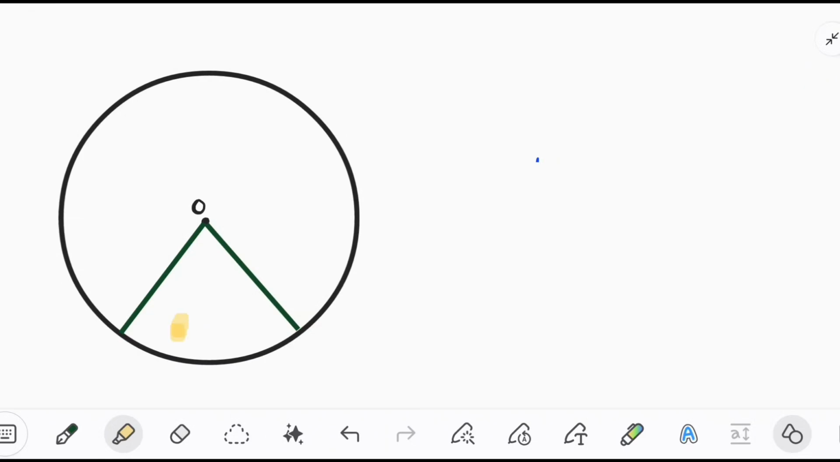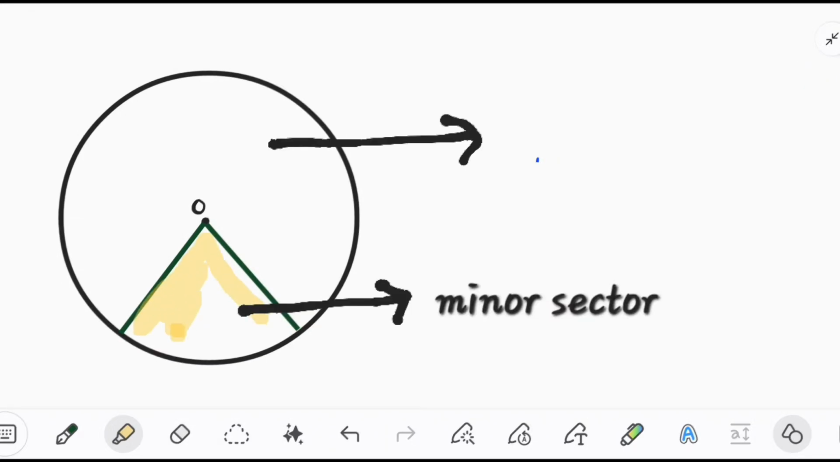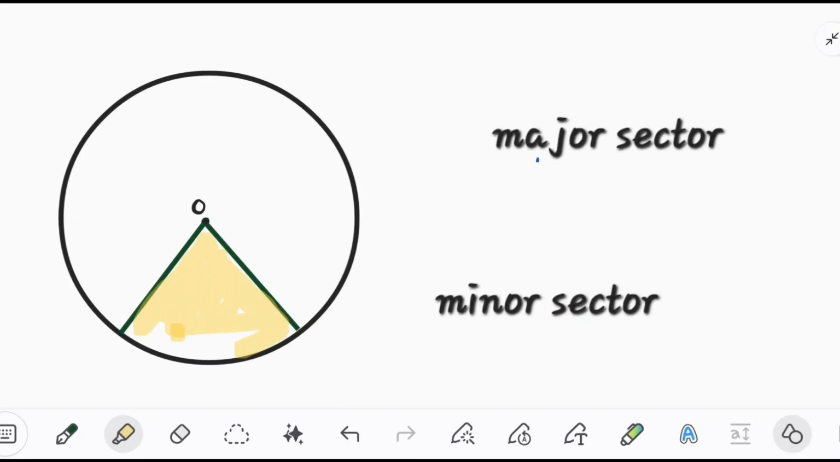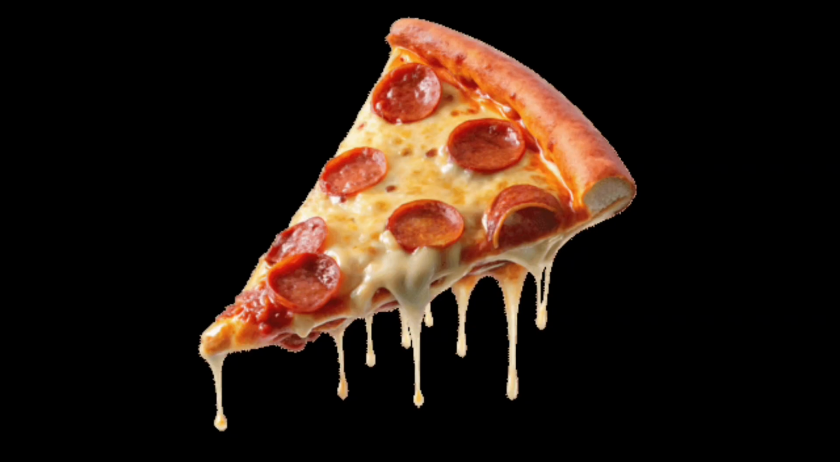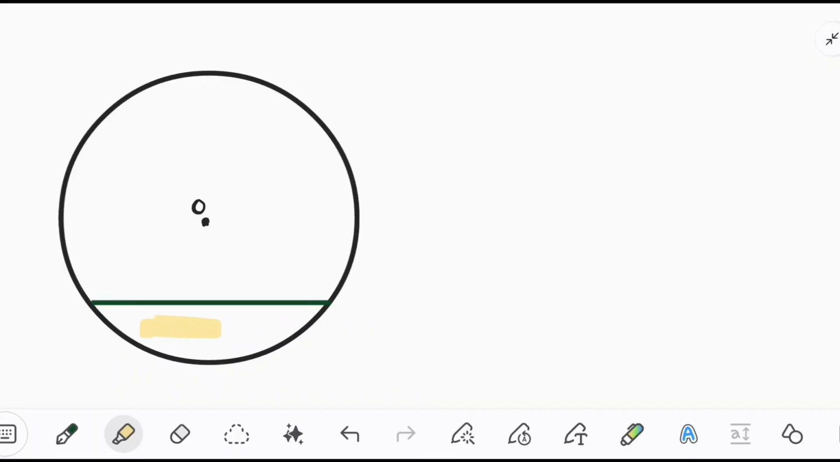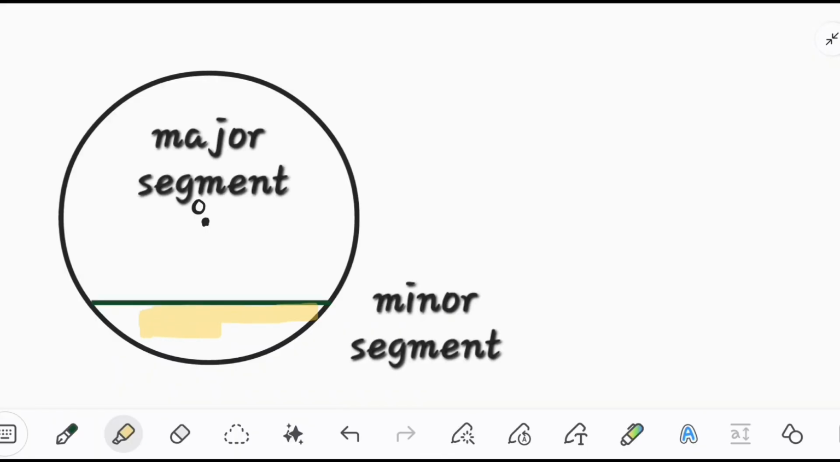Now we come to the next point called sector. The region enclosed by two radii and the arc, like a pizza slice, is called sector. Segment. The region between a chord and the arc is called segment.